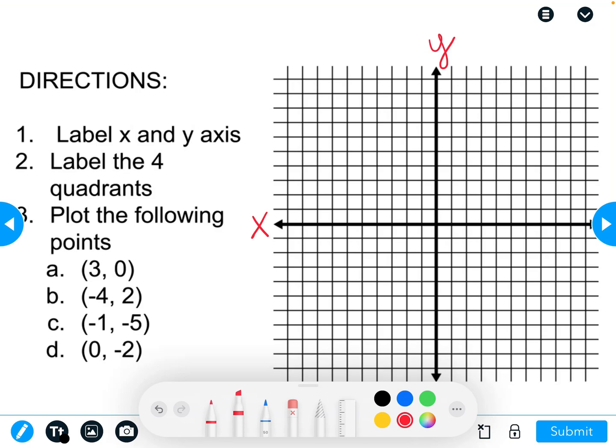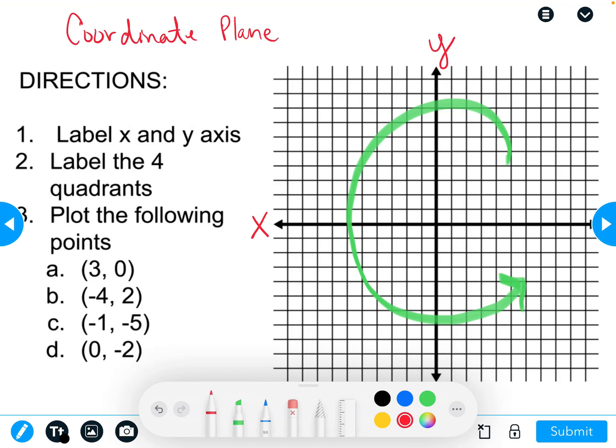Label the 4 quadrants. So when we learned the quadrants, this is a coordinate plane. So since it's a coordinate plane, coordinate starts with a C. So if we make a large C on here, and we follow the way that we made the C, it's going to help us label our quadrants. So our C started here, so that's quadrant 1. It moved over to the left, quadrant 2, and I'm using Roman numerals. It moved down, quadrant 3, and finally ended over here at quadrant 4.